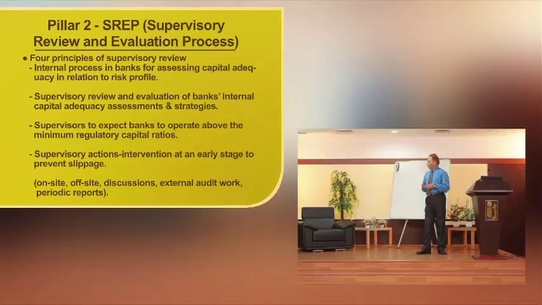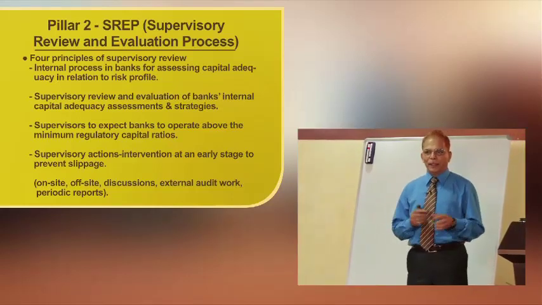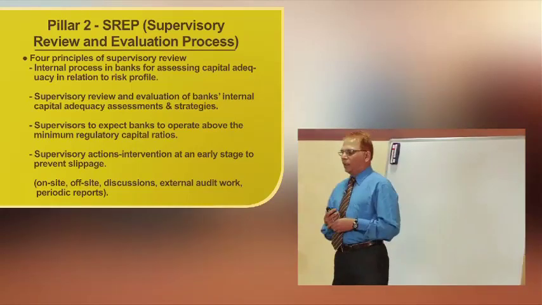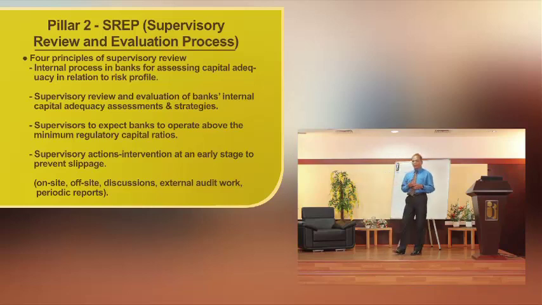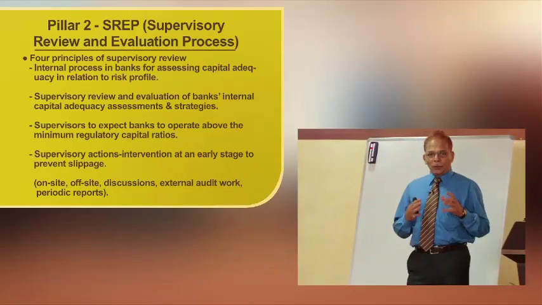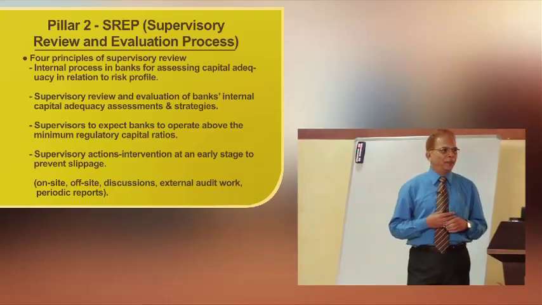Supervisory review process is a very important part of Basel 2. It expects the internal process in banks for assessing capital adequacy in relation to risk profile, which is where the internal assessment of capital comes into the picture, and supervisory review of the internal capital adequacy process, which is known as the SREP process, supervisory review and evaluation process. The supervisor always expects that the bank should operate above the minimum regulatory capital ratios. If they have stipulated 9%, the banks need to be at a minimum of 9% all the time.